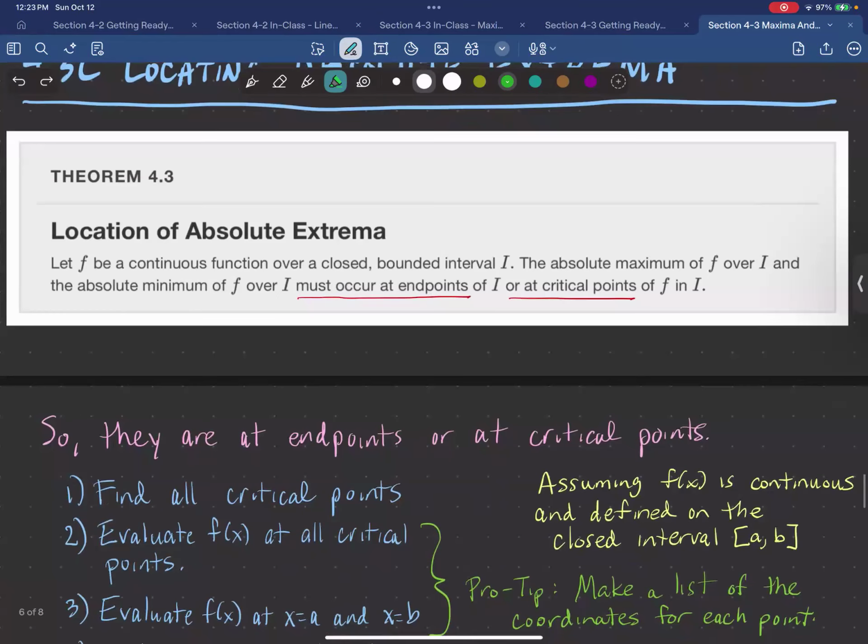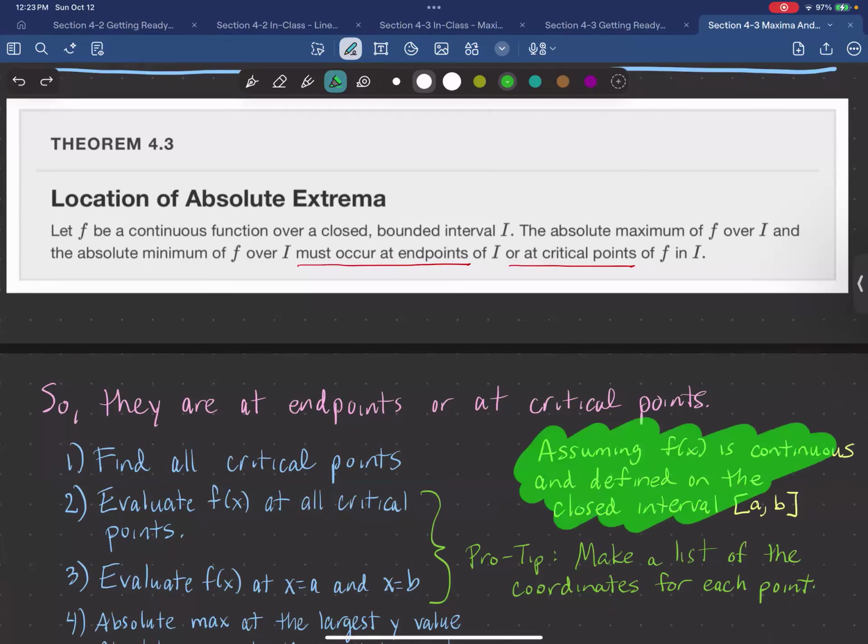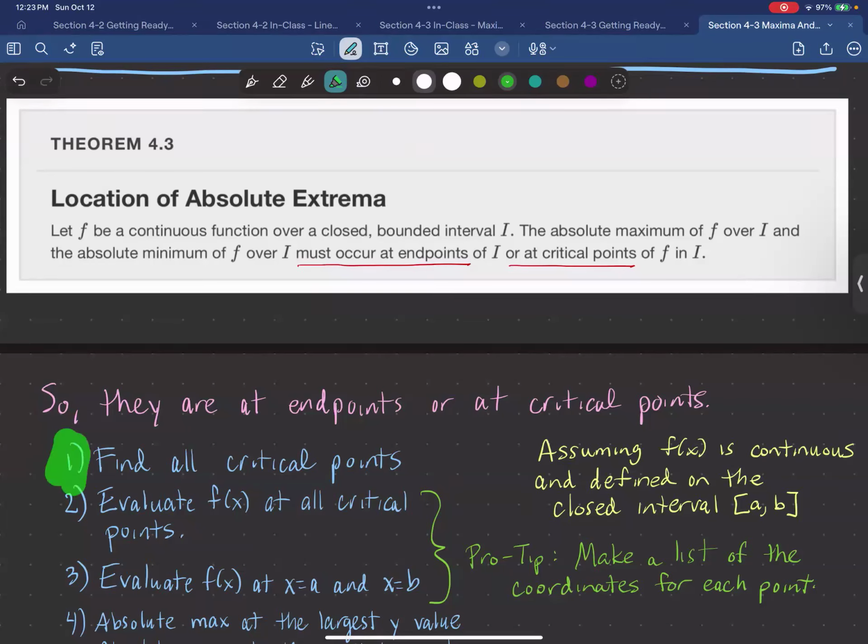Endpoints or critical points. So what we're going to do, and remember, this is assuming f of x is continuous and it's defined on a closed interval. I'm using a and b just to help with the instructions later on. Step one, you want to find all the critical points. Take the derivative, set it equal to 0 or undefined, and find where they're at. At least all the x values.